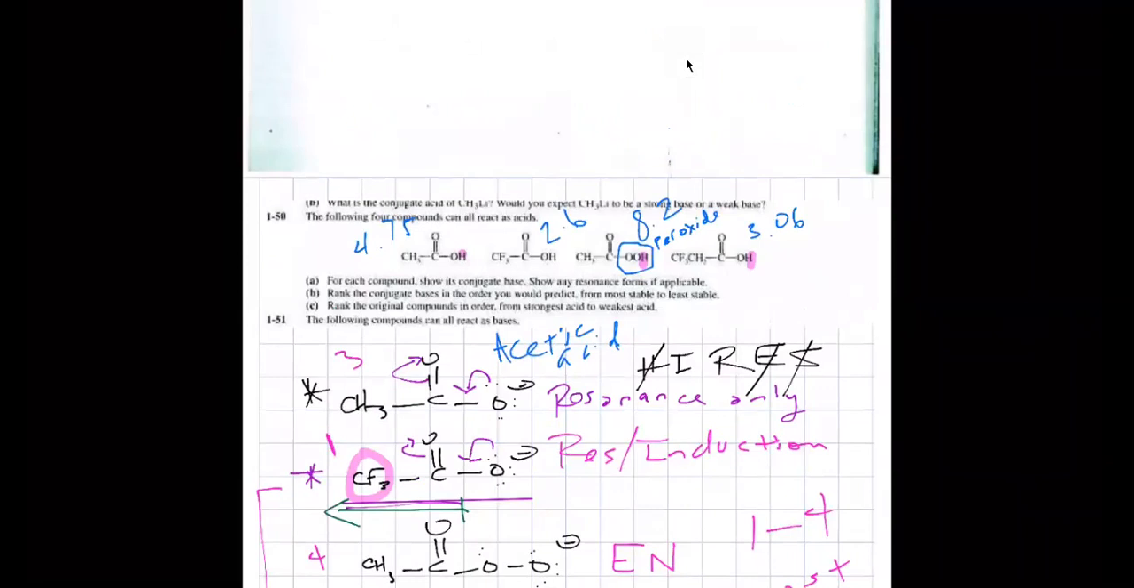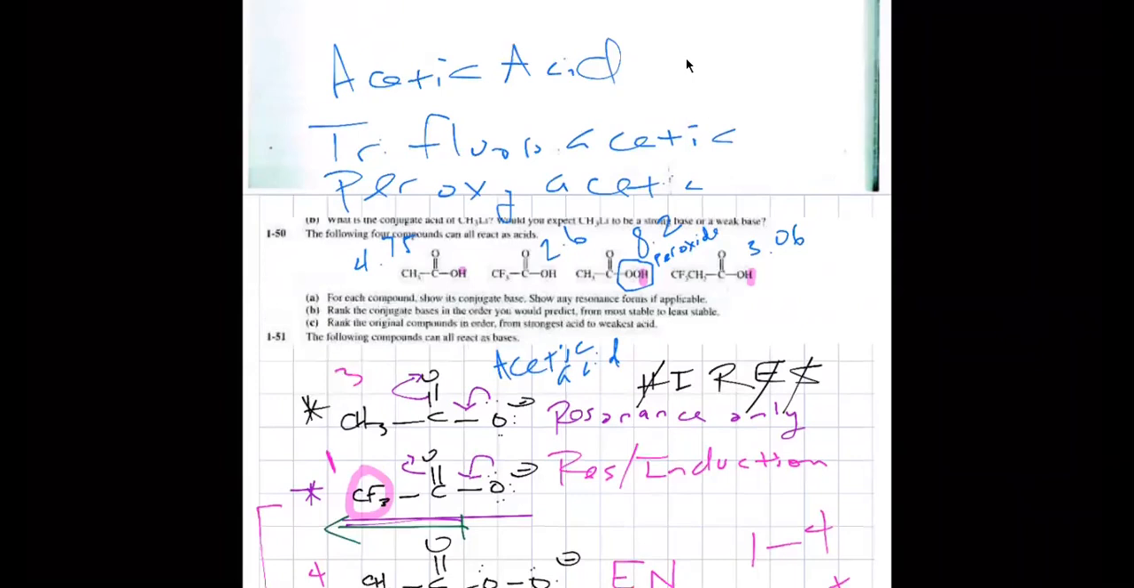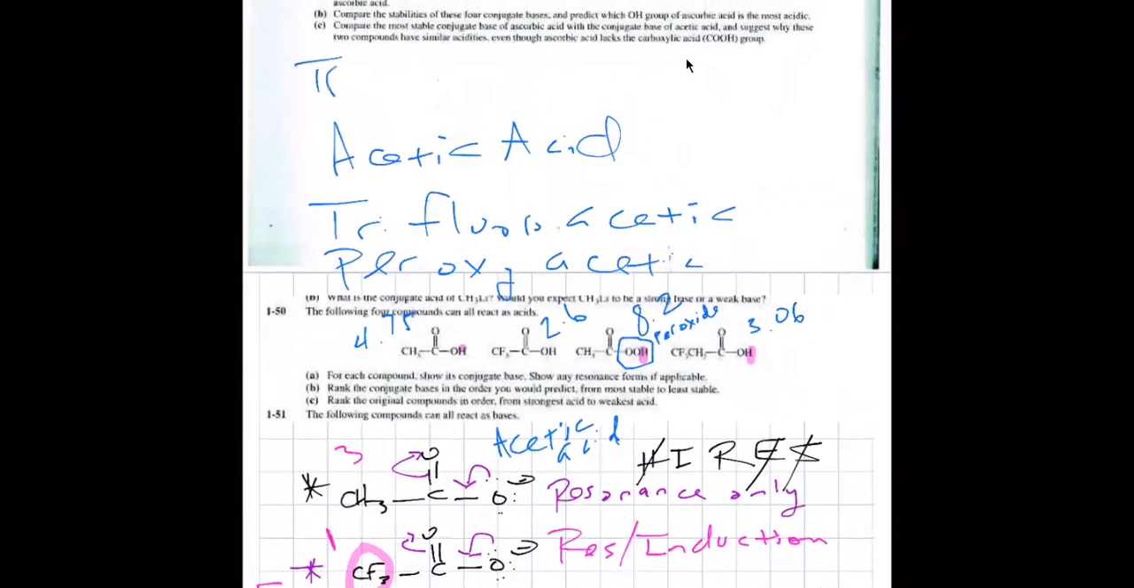So we had acetic acid. I'm just going to write all the names down. Acetic acid, we had trifluoroacetic acid. Can somebody tell me why it's trifluoro? It's the three fluorines, right? Three fluorines. Yeah. We had peroxyacetic acid. And then we had trifluoropropionic acid.